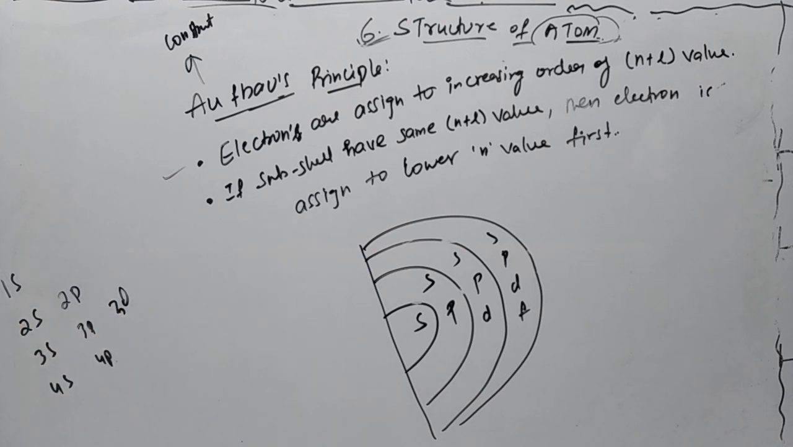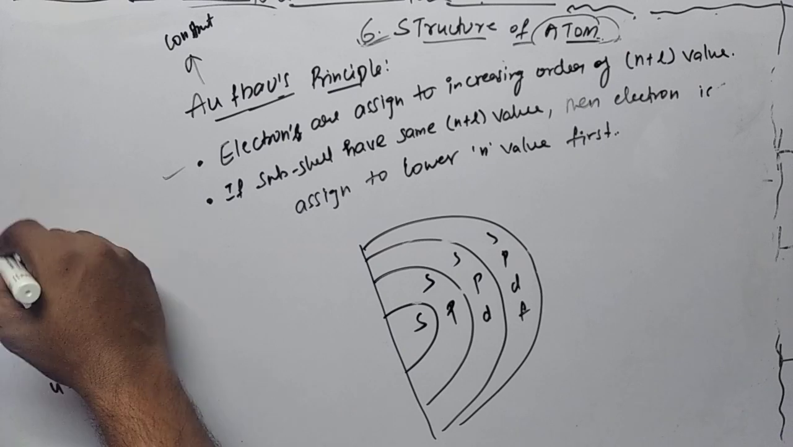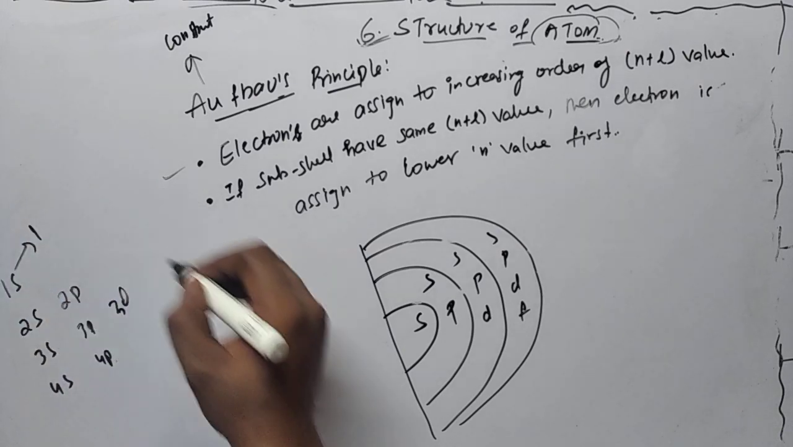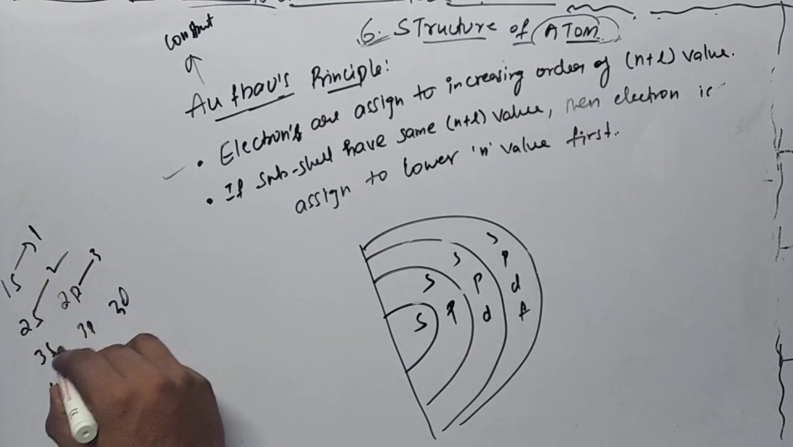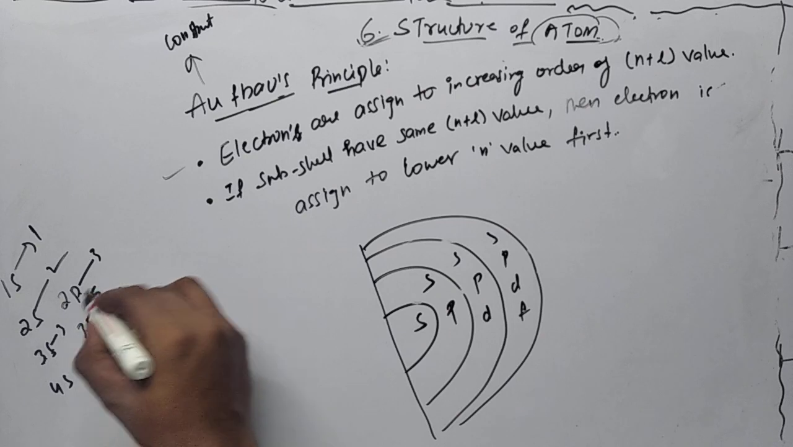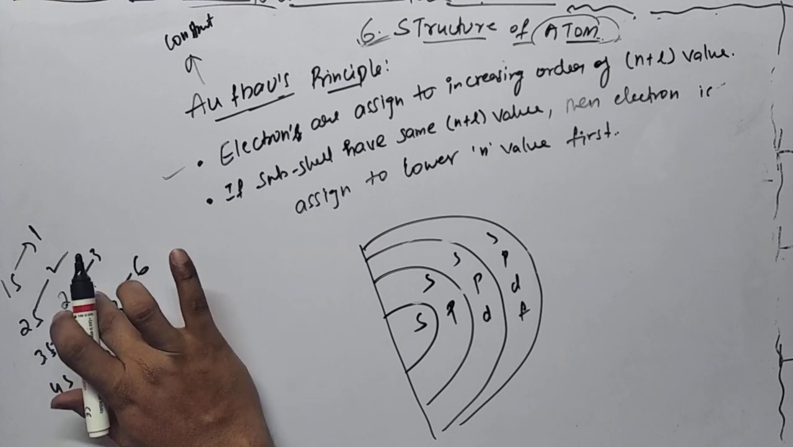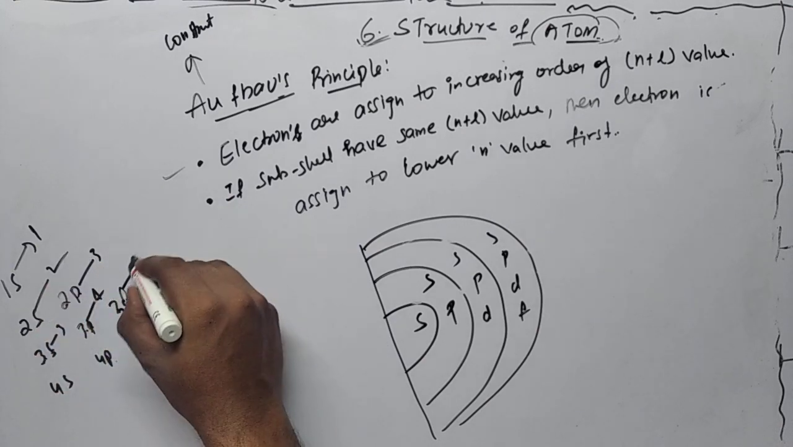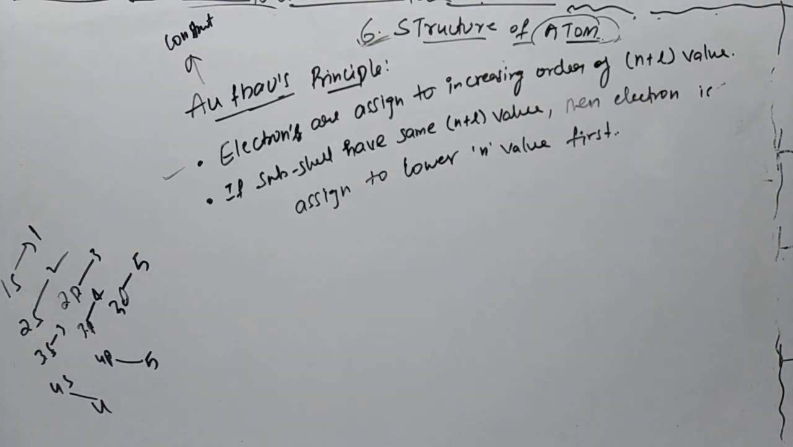So I am just calculating the n plus l value. Here the n value is the shell and the l value is the subshell. The n plus l value of 1s is 1, 2s is 2 plus 0 is 2, 2p is 2 plus 1 is 3, 3s is 3 plus 0 is 3, 3p is 3 plus 1 is 4, 3d is 3 plus 2 is 5, 4s is 4 and 4p is 5.